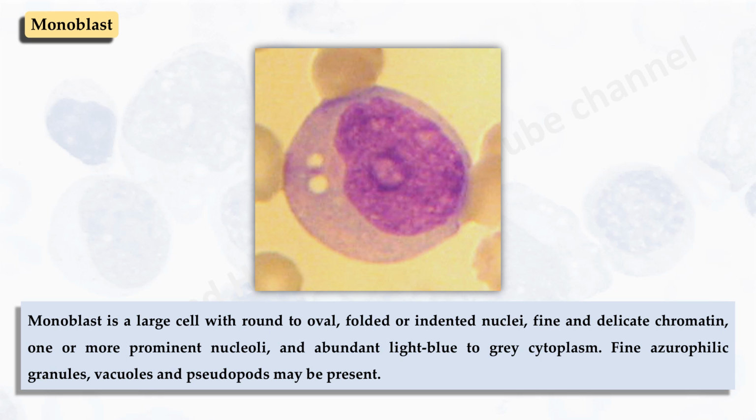Monoblast is a large cell with round to oval, folded or indented nucleus, fine and delicate chromatin, one or more prominent nucleoli, and abundant light blue to gray cytoplasm. Fine azurophilic granules, vacuoles, and pseudopods may be present.